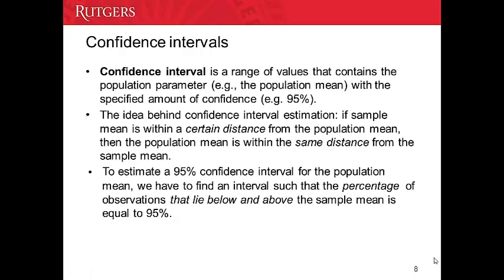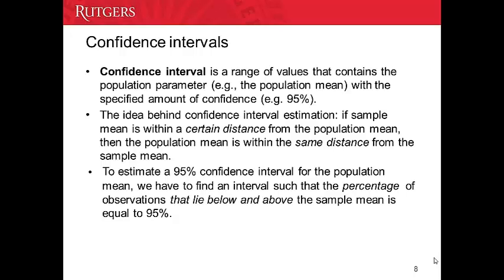Here, we will learn about confidence intervals. A confidence interval is a range of values that contains the population parameter, for example the population mean, with a specified amount of confidence, for example 95%.